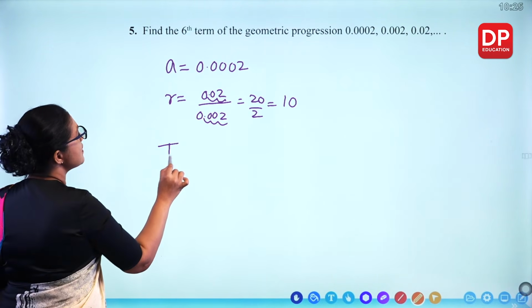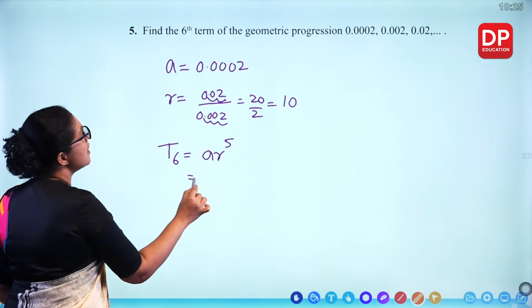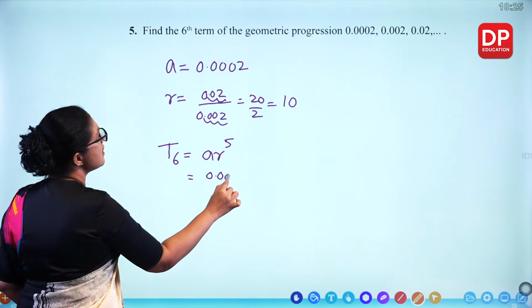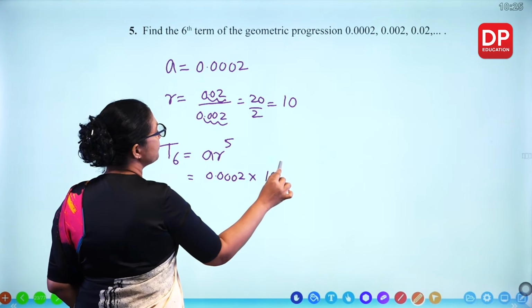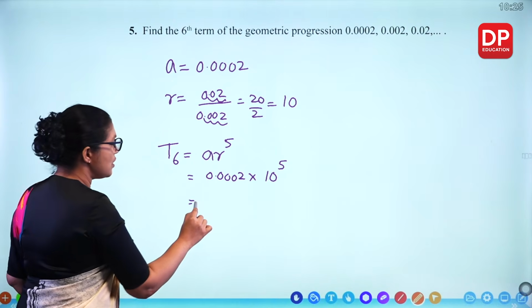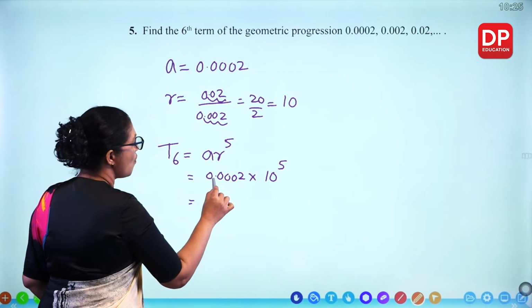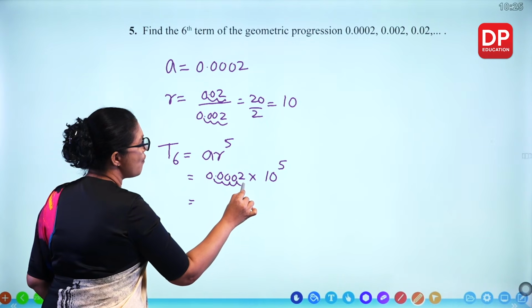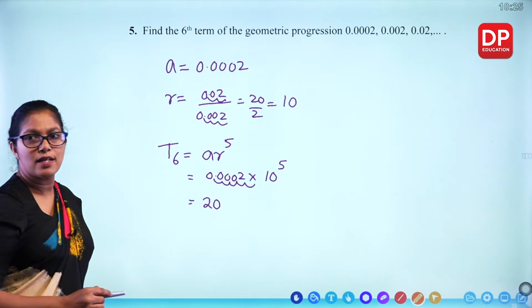Find the sixth term, T6. AR to the power 5. A is 0.0002. 10 to the power 5. That means you need to move 5 places to the right. 1, 2, 3, 4, 5. That means answer is 20.